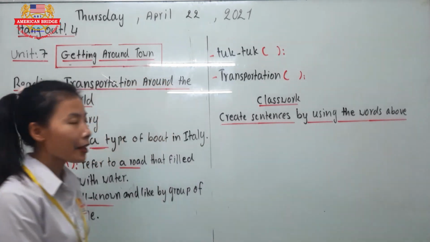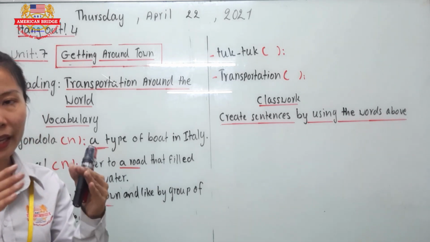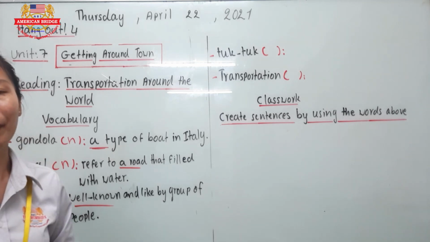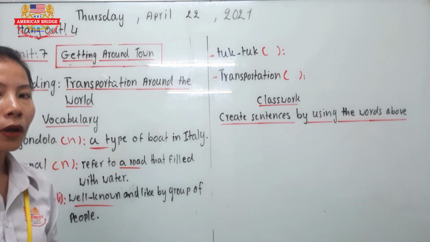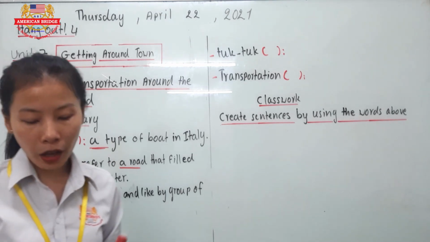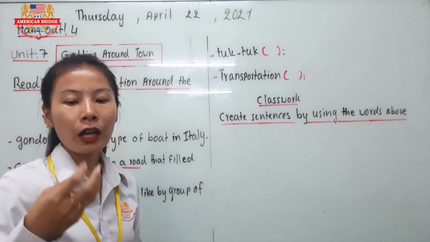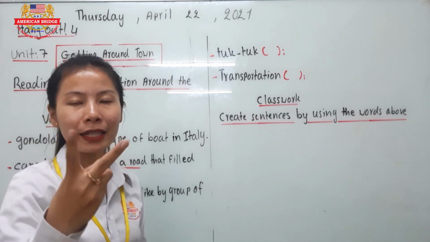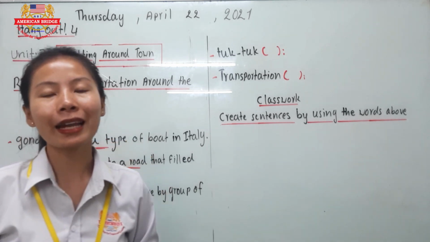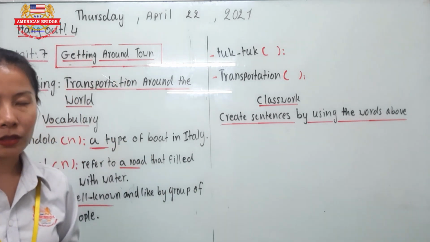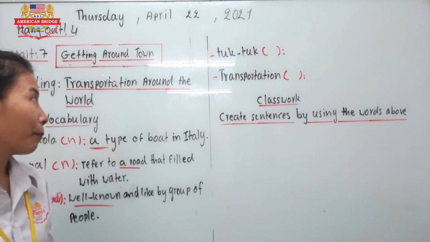So now let's go to the next word, tuk-tuk, right? Tuk-tuk is not only in another country, in our reading we refer to Thailand, but now in Cambodia there are also a lot of tuk-tuks. Tuk-tuk, we refer to the kind of vehicle that has three wheels. A motorbike has two wheels, a bike has two wheels, a car has four wheels, but a tuk-tuk has only three wheels. So we refer to the vehicle that has only three wheels. I hope that you know how to build the definition and also the part of speech.